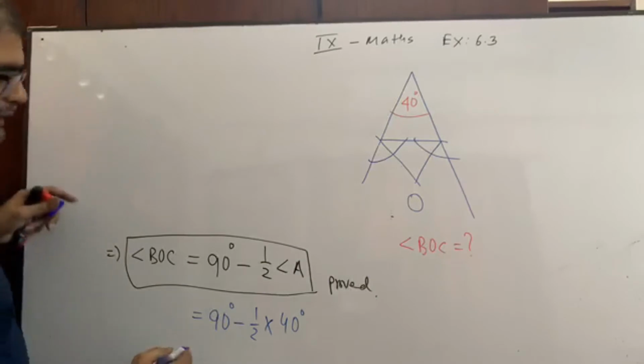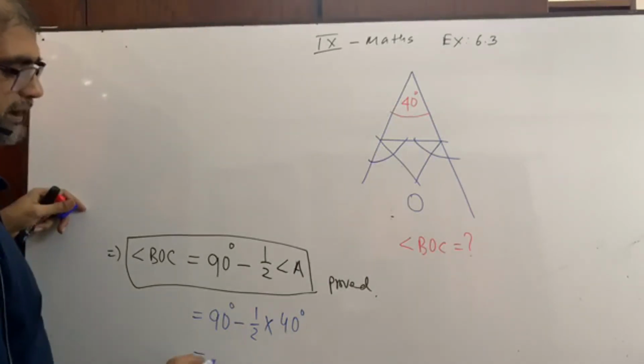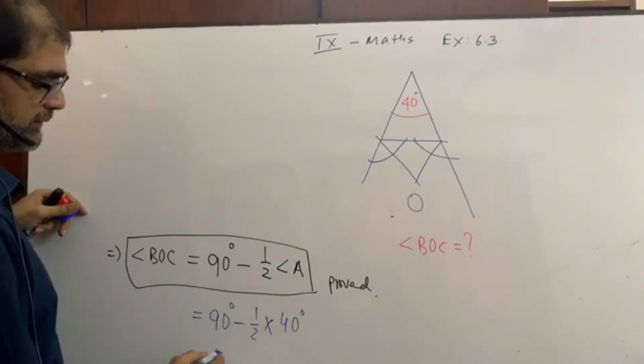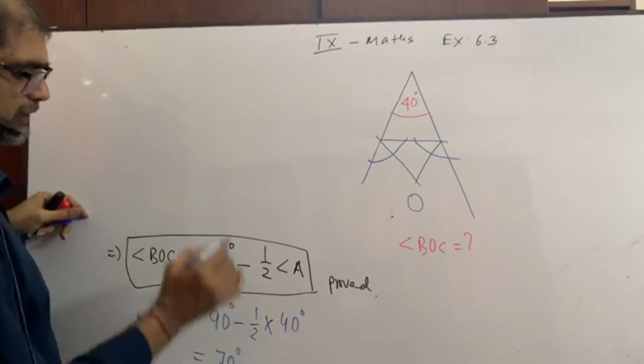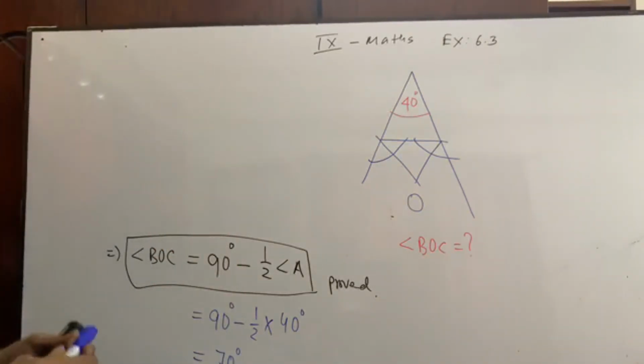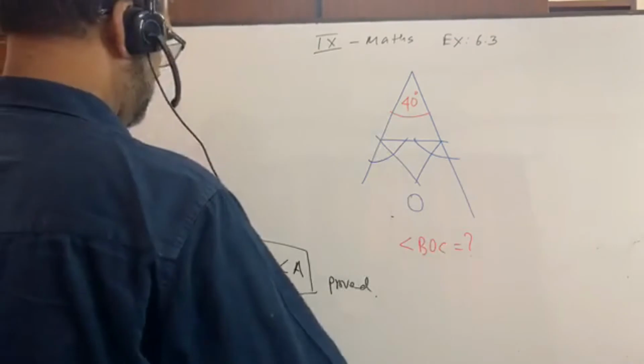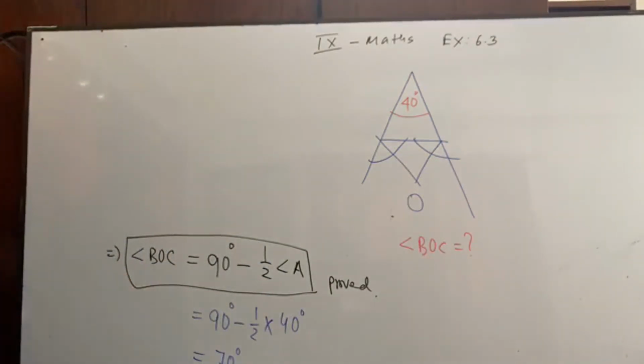Now from here it is possible to calculate it by yourself. It is 70 degree. So the math is done. Or if angle BOC is given, then I think all of you can determine the value of angle A. Okay.